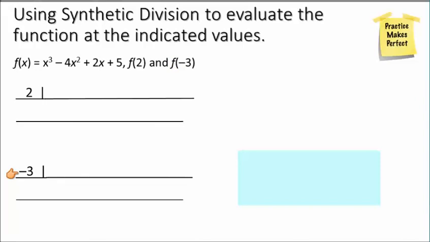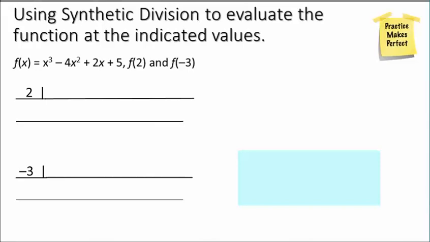So now what I've got to do is bring each of these coefficients. I got a 1, a negative 4, a positive 2, and a constant of 5. And if I look, I've got an x cubed, an x squared, and a linear x. So I'm not going to have to use any placeholders. So let's go ahead and bring all this down and get started.